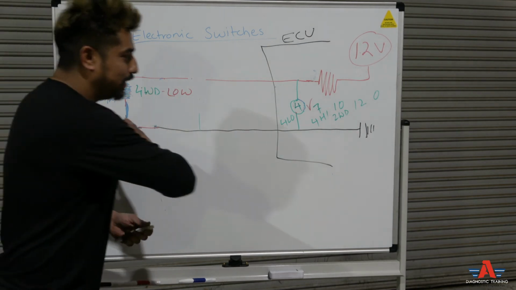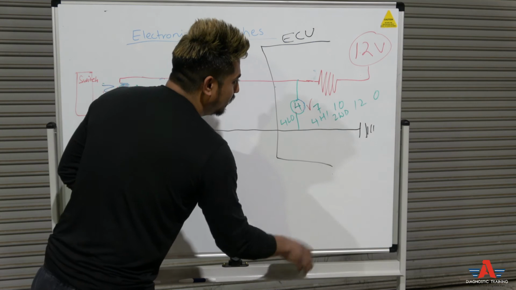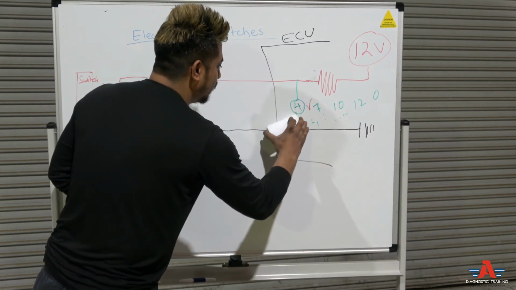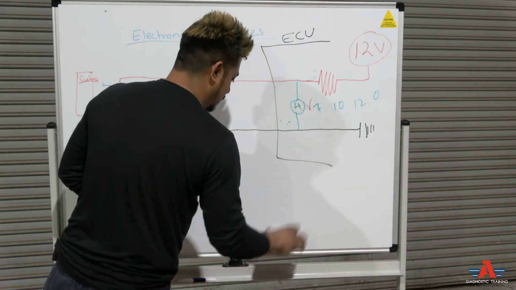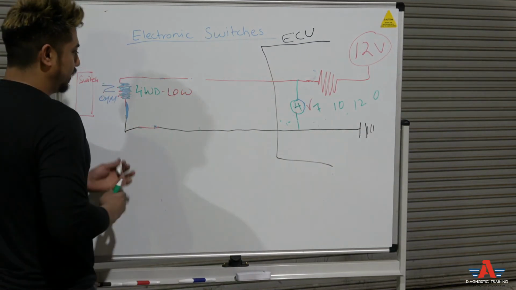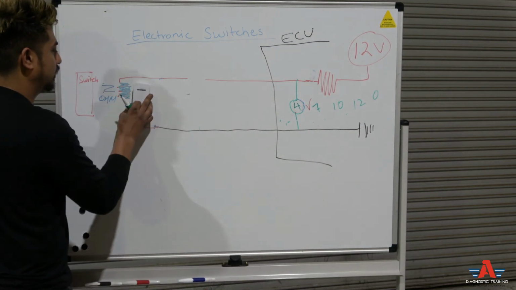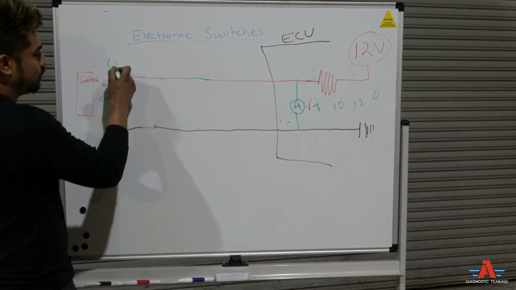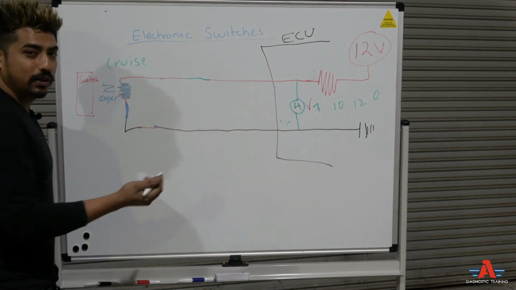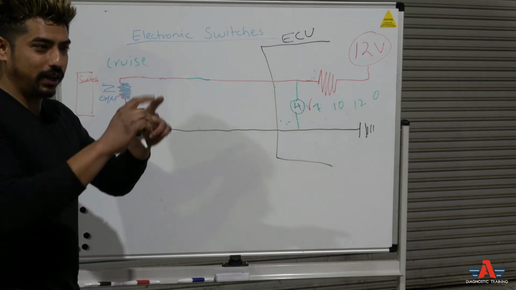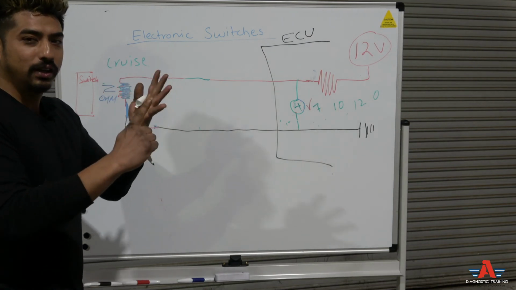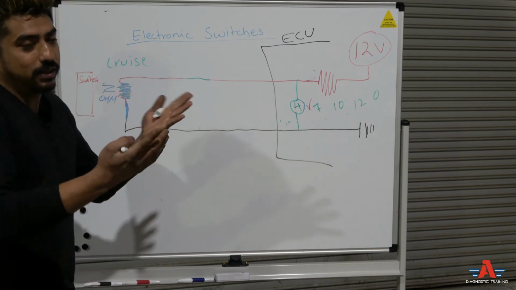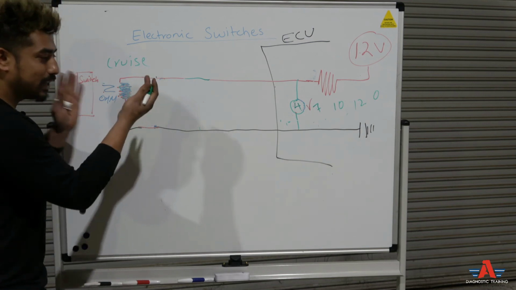And let's take all this away, right? Let's take this four-wheel drive, two-wheel drive all away. And let's say this is your cruise control switch. On a cruise control switch on the steering wheel, you're going to have usually 4 buttons: cruise on, cancel, resume, and set, right? Let's say 4 buttons. Same exact thing.